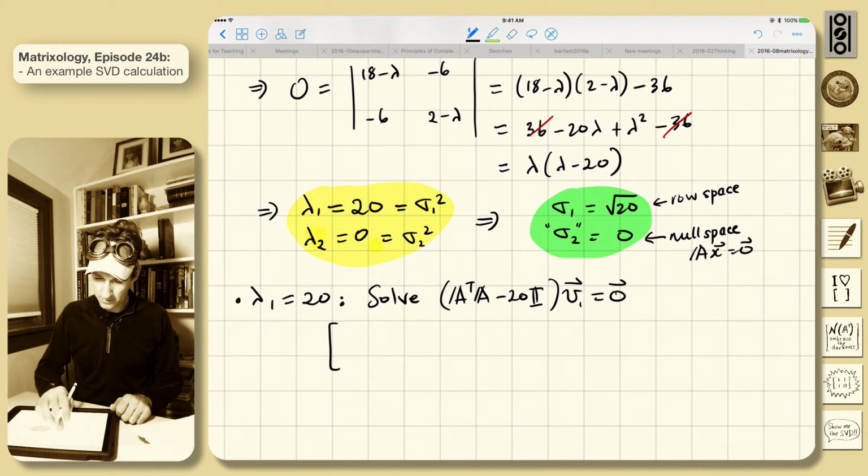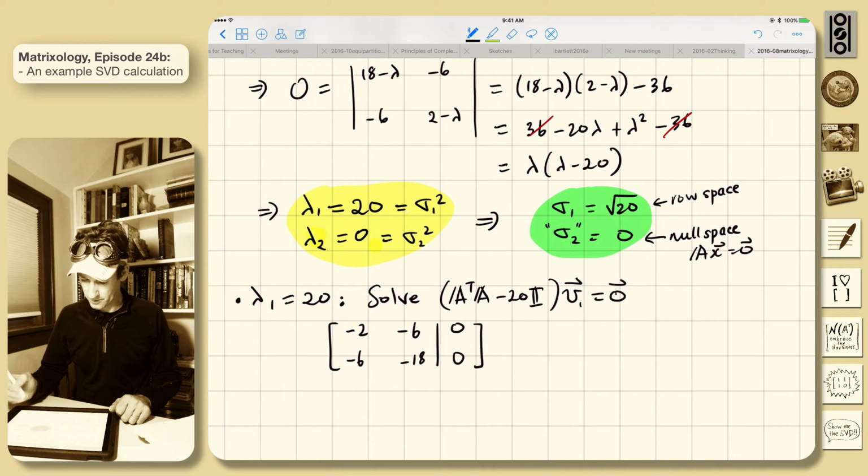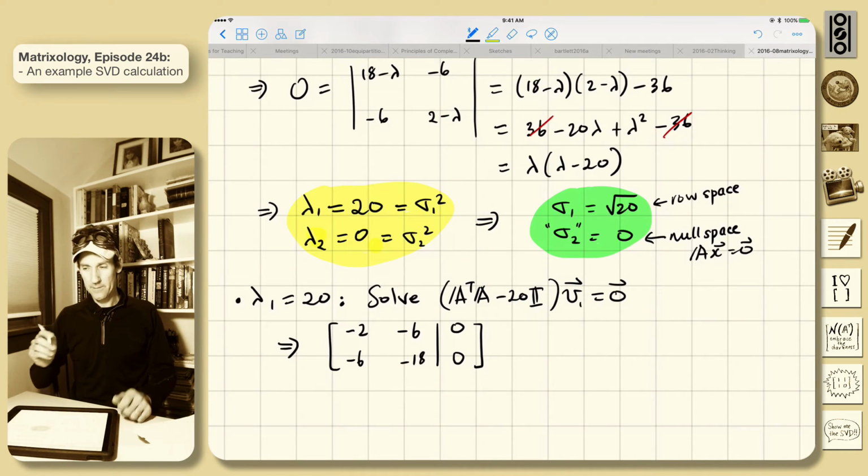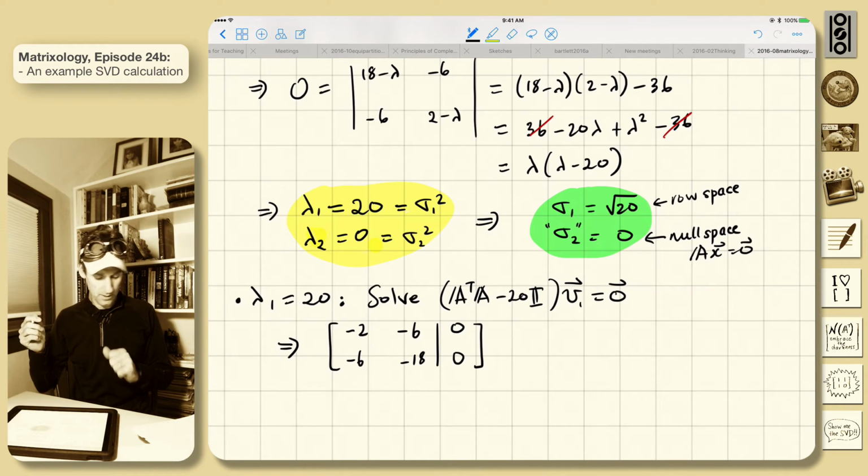We've got it here, right? I'm going to put lambda equals 20 here. So we've really got minus 2, minus 18, minus 6, minus 6. We're really solving this null space problem. Yeah? And for 2 by 2s, the rows are always multiples of each other, and it's always easy to construct a solution.